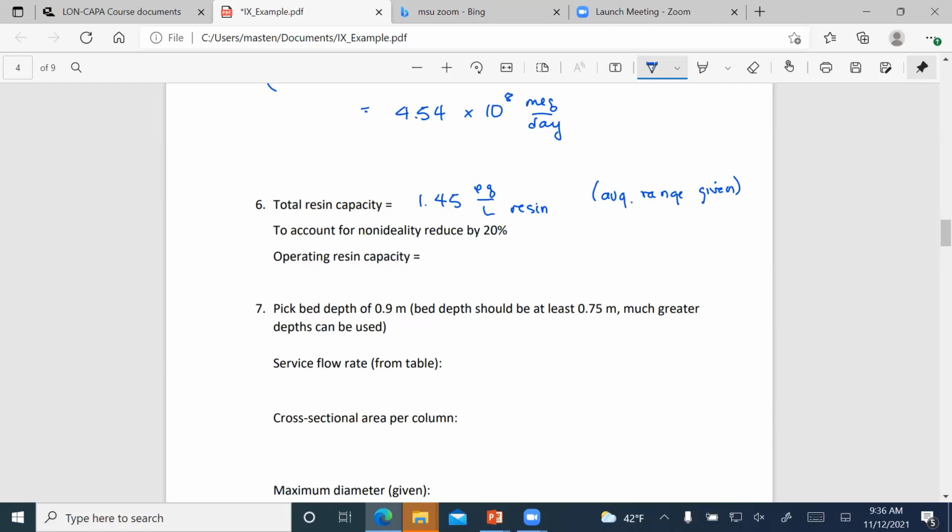So this is what we would call the theoretical resin capacity. So it's given by the manufacturer. However, life doesn't typically operate in theoretical ways. And there are competing counterions. There is short circuiting through the column that results in a resin capacity that is less than the theoretical, and that we refer to as the operating resin capacity. So we're going to reduce the theoretical, this total resin capacity, by 20%. So what we will use is 1.16 equivalents per liter as our resin capacity.